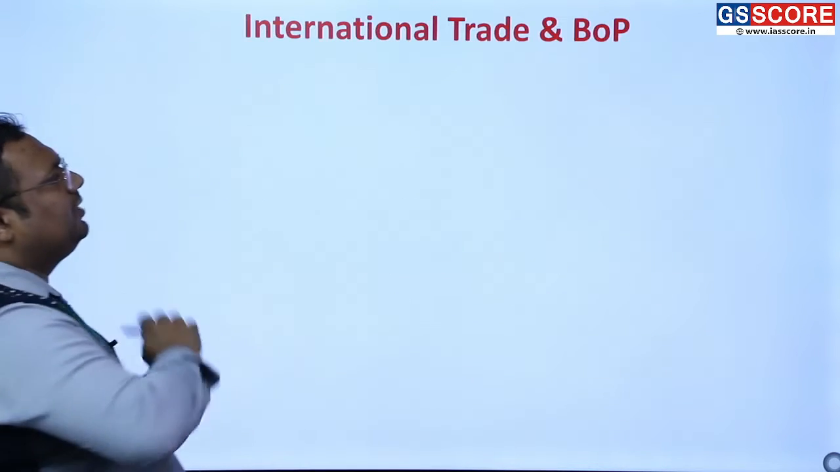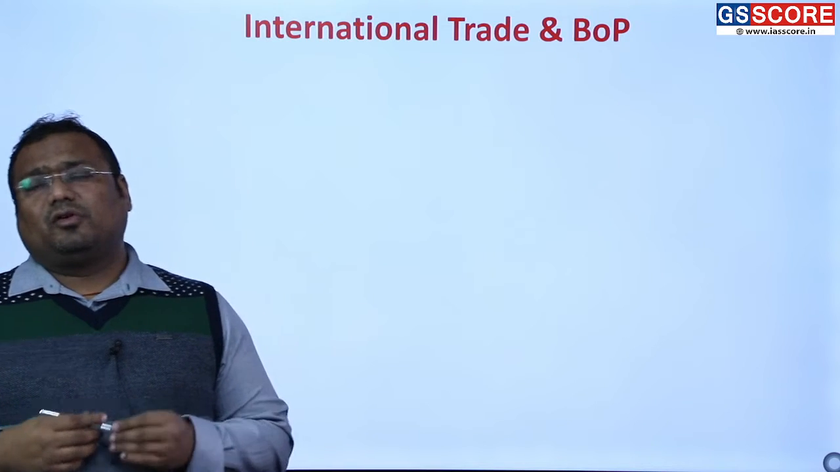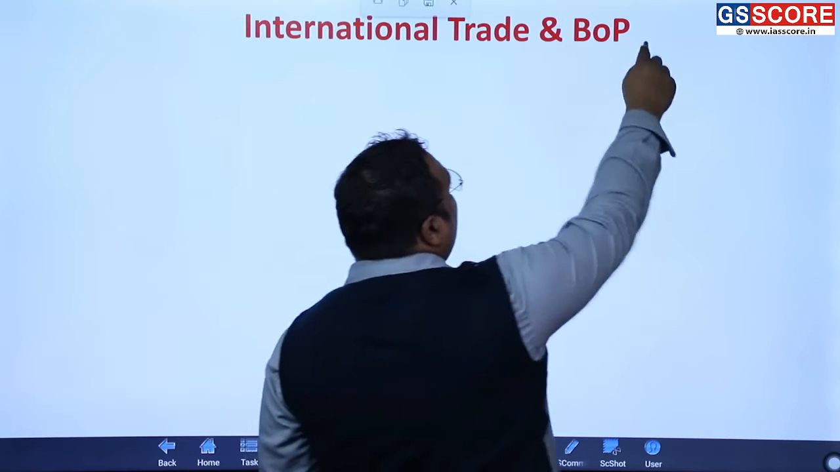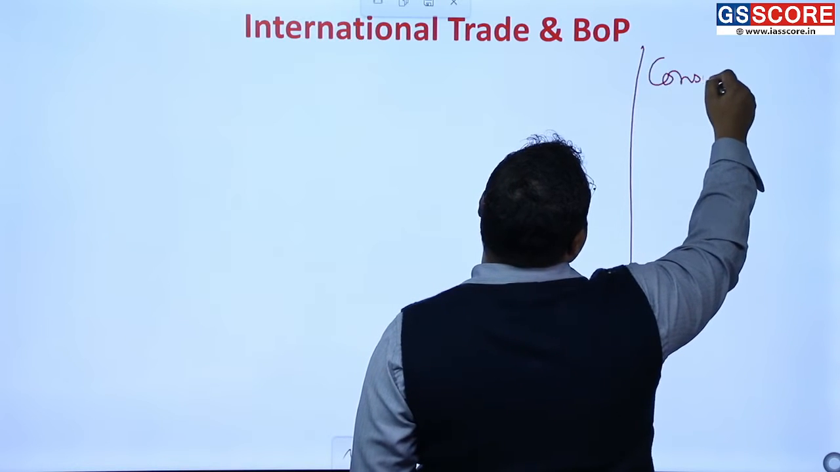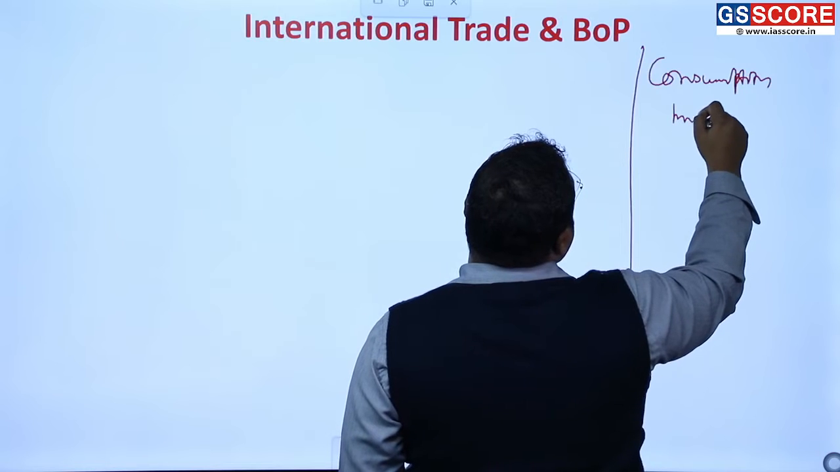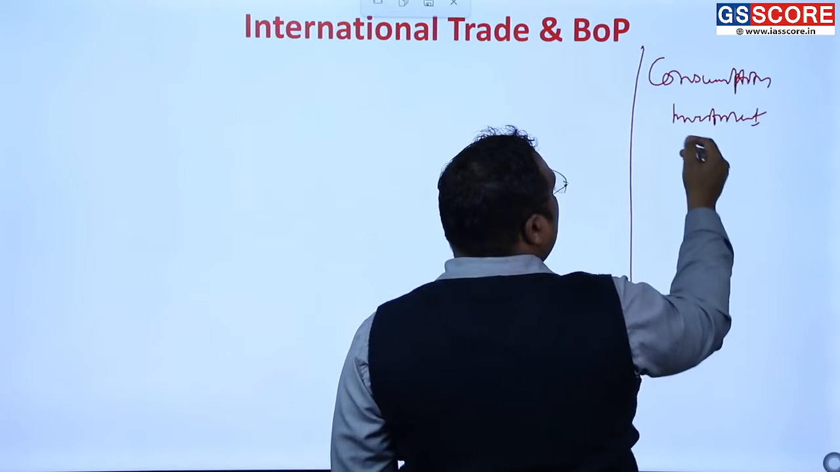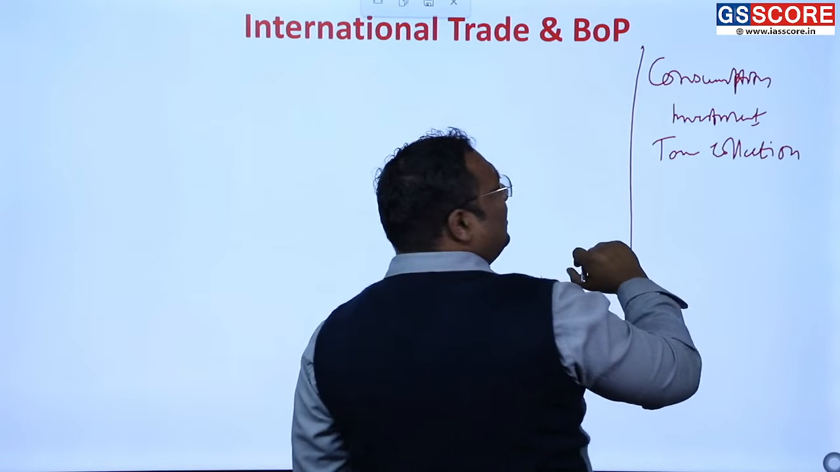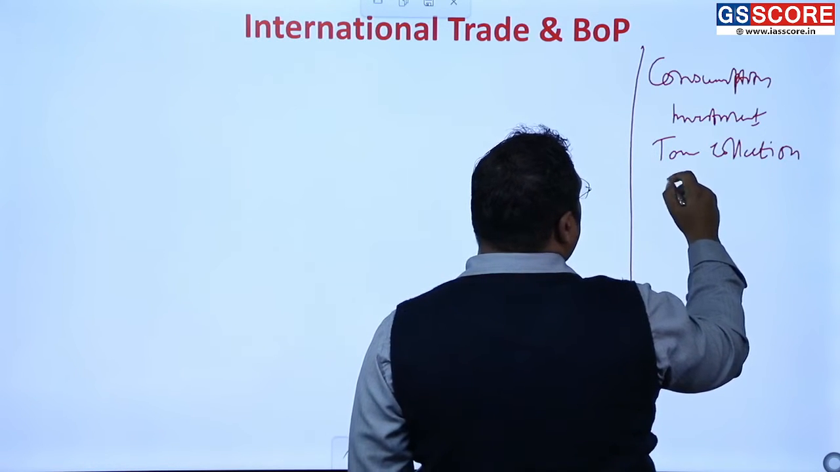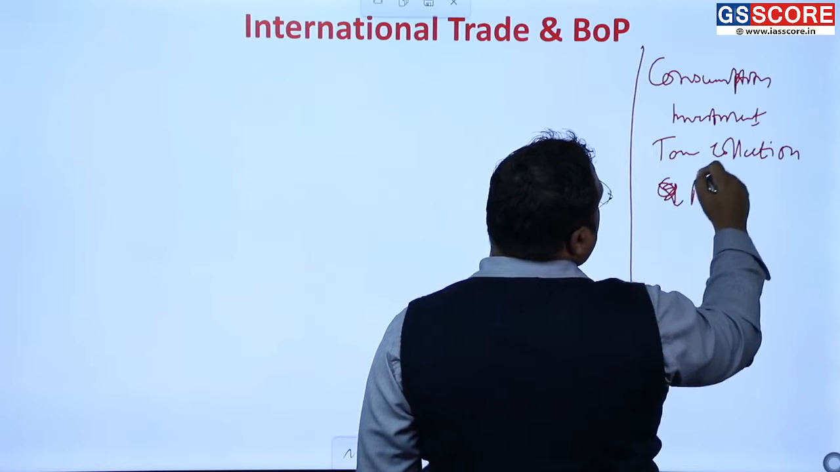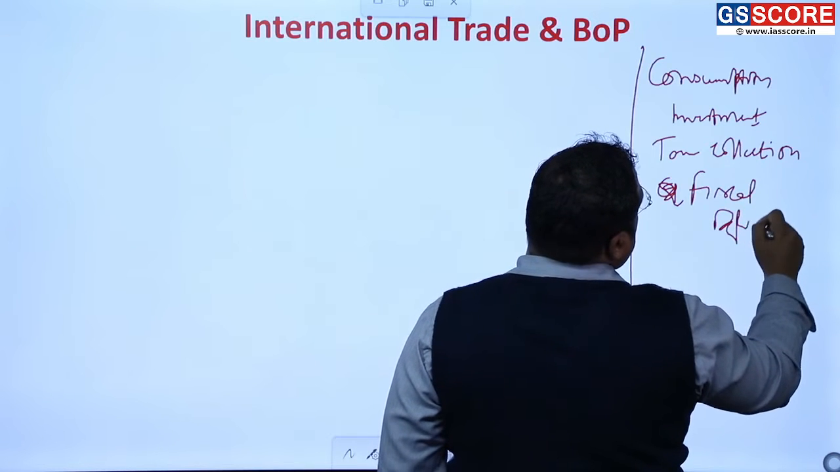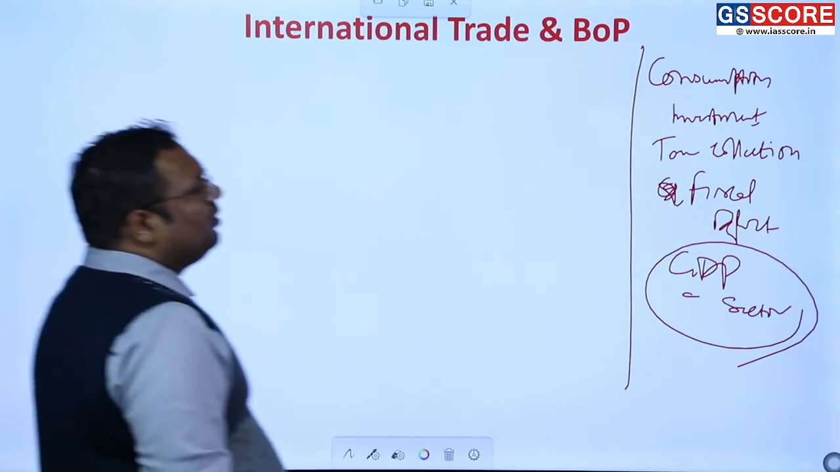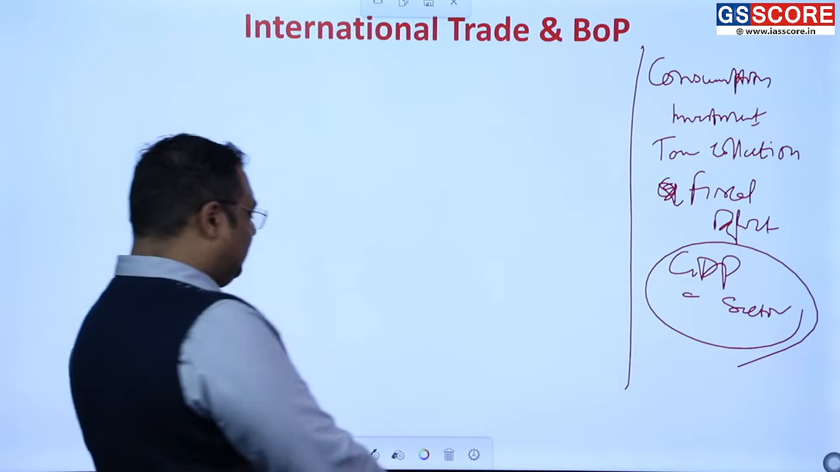Let us now move to the next data. The next is international trade and BOP. So far we have discussed certain indicators. We started with 10 numbers. Out of those 10, we have discussed consumption, investment. We have also looked at tax collection, the fiscal deficit, and we have also looked at the GDP and sectors. We have also analyzed the GDP sectorally. So we have discussed half of the most important indicators. Now let's just look at the rest of them.